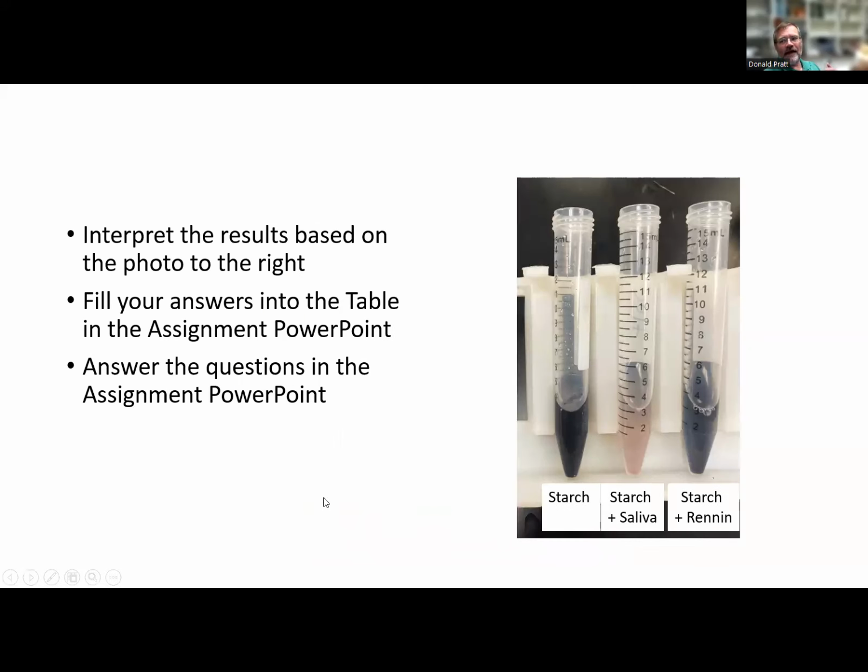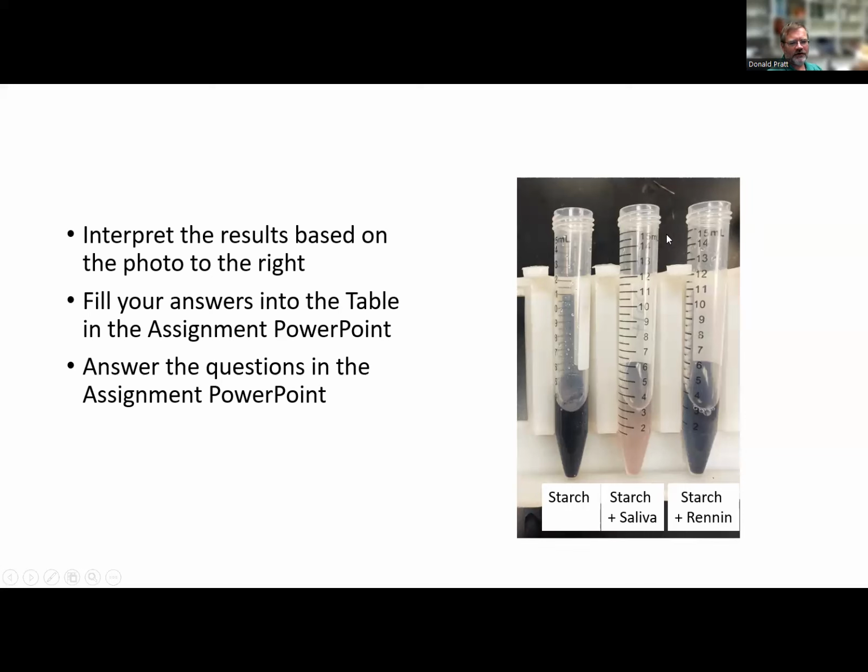Now, based on what you know about iodine potassium iodide, you need to figure out what is happening. Go open up the assignment PowerPoint, and there will be a table. Fill in your answers to the table. And then there are going to be a series of questions on the next slide. You're going to write in your answers to that. When you're done with that, you have finished your first exercise.